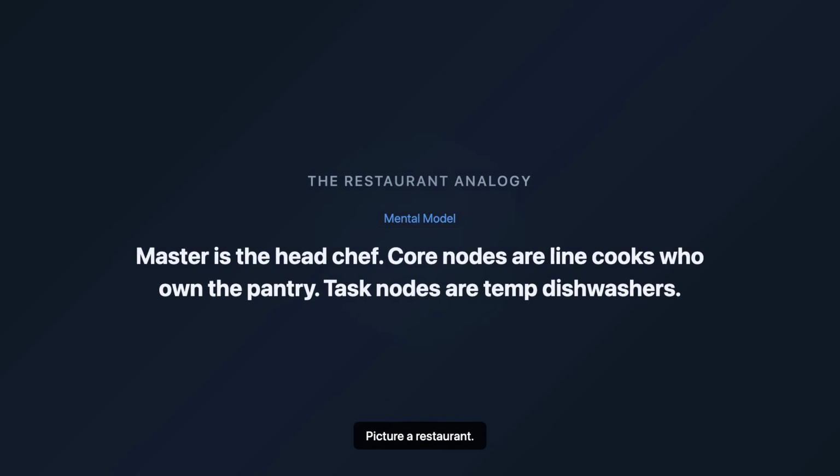Picture a restaurant. The master is the head chef. There's only one, and if they walk out mid-service, the kitchen shuts down. So you never hire that person on a 0-hour contract. The core nodes are the line cooks who also own the pantry. Fire one and you lose the ingredients. The task nodes are temp dishwashers. If one quits mid-shift, you call another and dinner keeps moving. That maps one-to-one to the spot rules.